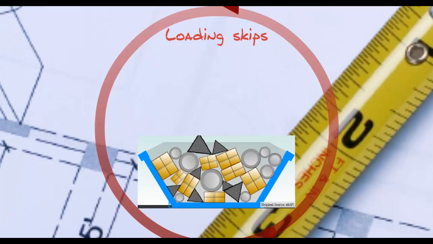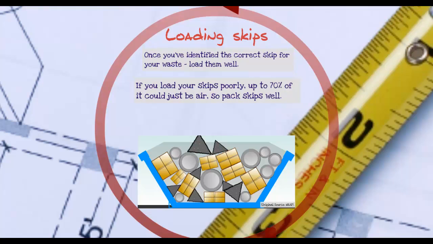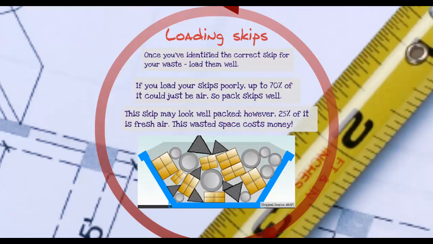Loading skips. Once you've identified the correct skip for your waste, load it well. If you load your skips poorly, up to 70% of it could just be air. So pack skips well. The skip in the diagram may look well packed. However, 25% of it is fresh air. This wasted space costs money.